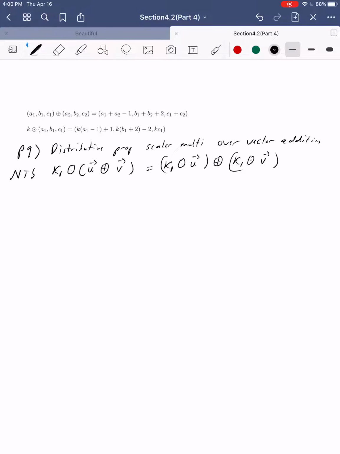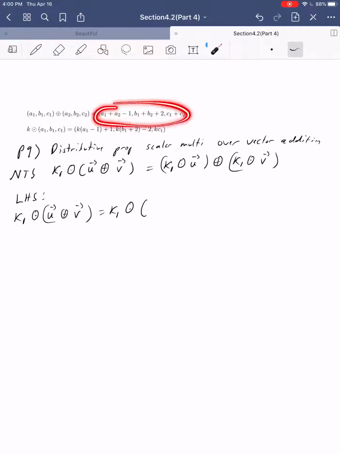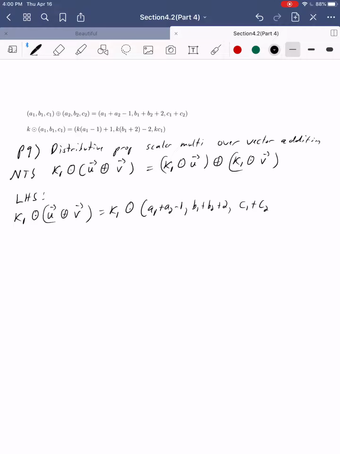Once again, let's do a left-hand side, right-hand side approach. So left-hand side, K1 times U plus V. Again, working from inside the parentheses first here. So we know that that's going to be K1 scalar multiplied with, according to this operation up here, A1 plus A2 minus 1, B1 plus B2 plus 2, C1 plus C2.